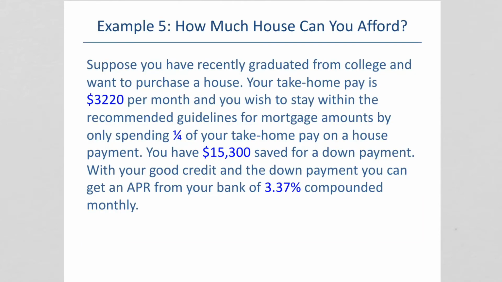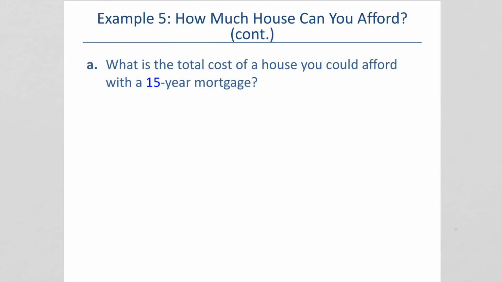So example 5 says, suppose you have recently graduated from college and want to purchase a house. Your take-home pay is $3,220 per month, and you wish to stay within the recommended guidelines for mortgage amounts by only spending 1/4 of your take-home pay on a house payment. If you have $15,300 saved for a down payment, with your good credit and the down payment, you can get an APR from your bank of 3.37% compounded monthly. What's the total cost of a house you could afford with a 15-year mortgage?